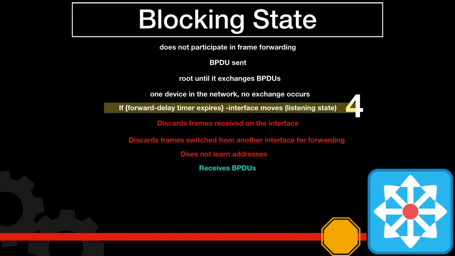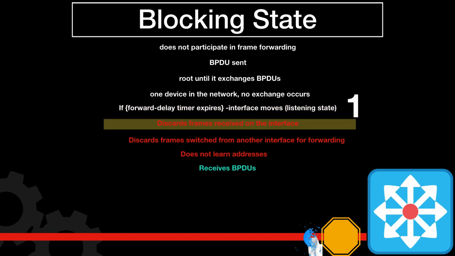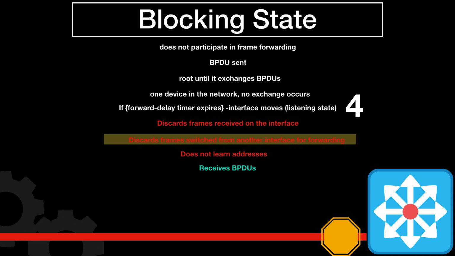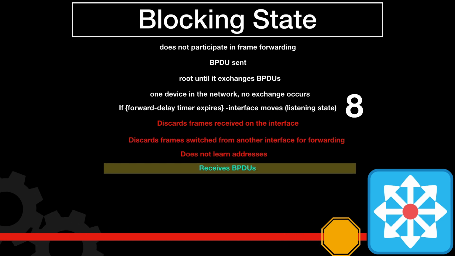An interface always enters the blocking state after device initialization. An interface in the blocking state performs these functions: discards frames received on the interface, discards frames switched from another interface for forwarding, does not learn addresses, receives BPDUs.